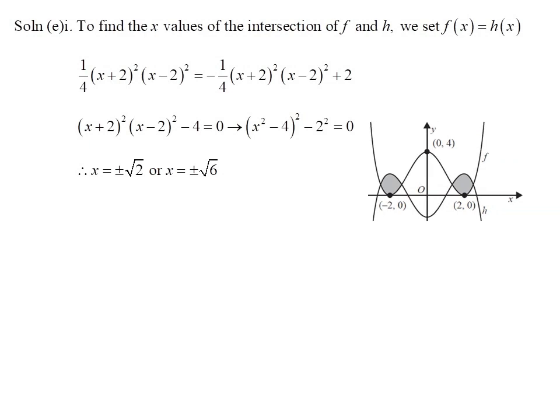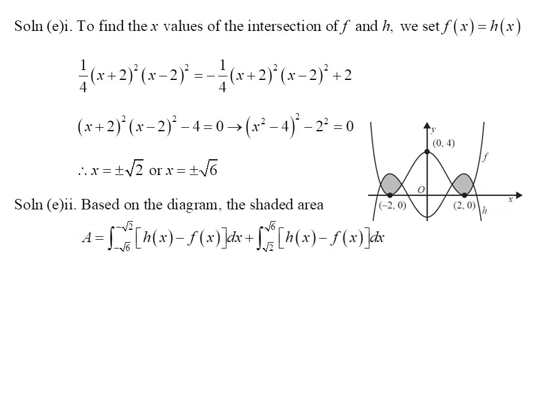According to the diagram, subpart 2 is to find the shaded area. So the area is expressed as the integral from negative square root 6 to negative square root 2 of (h(x) - f(x)) with respect to x, plus the integral from square root 2 to square root 6 of (f(x) - h(x)) with respect to x.